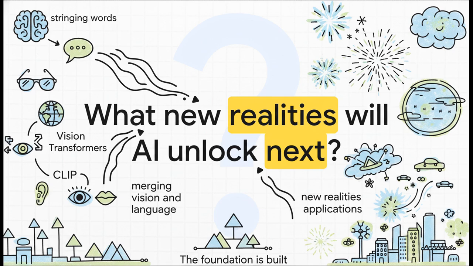So as these multimodal models continue to merge vision and language perfectly, we really have to ask, when AI can finally see and describe the world as well as we can, what new realities are we going to build with it next?